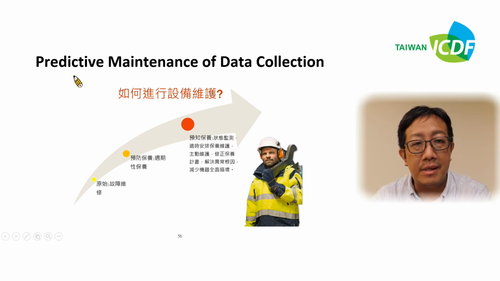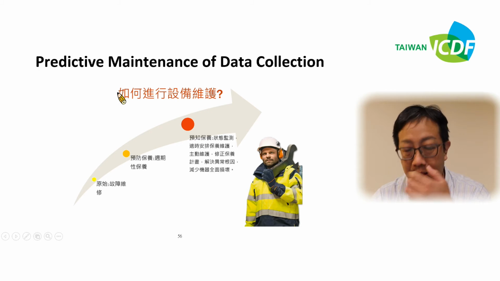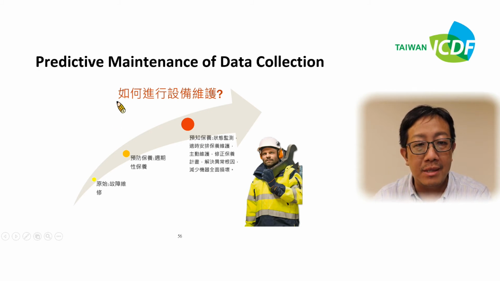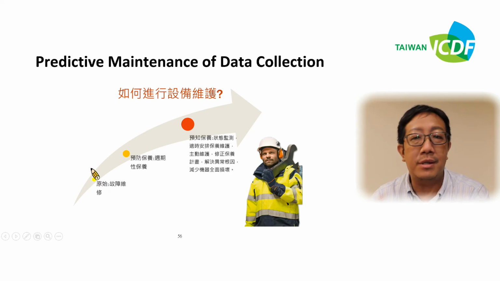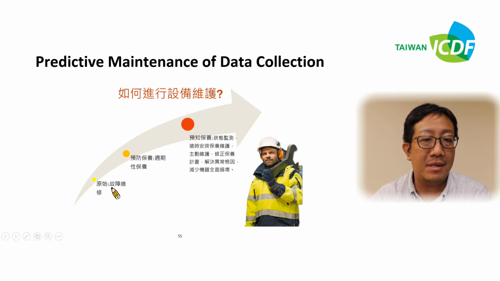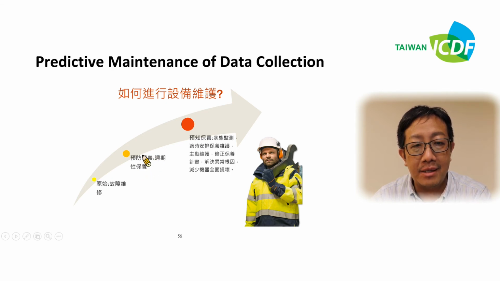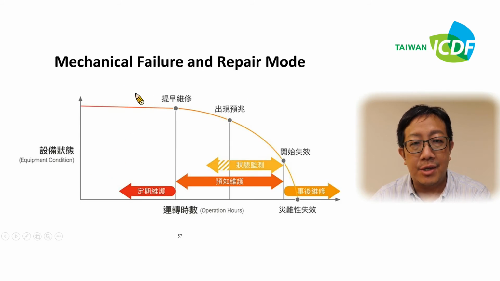And let's talk about the predictive maintenance of the data collection. Well, you can see that we have to do the operation and maintenance of the equipment. So in the traditional time, we just fixed it when it really failed. And for better preparation, we may have periodic maintenance. Somehow, with AI introduced, we can have predictive maintenance. You can see the charts here. We monitor the condition of the equipment.